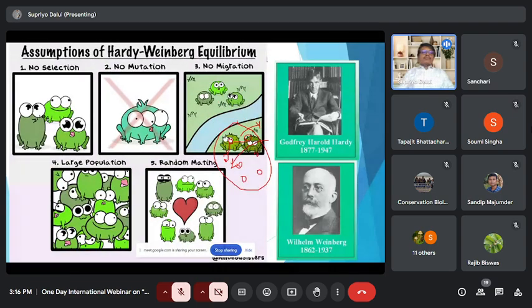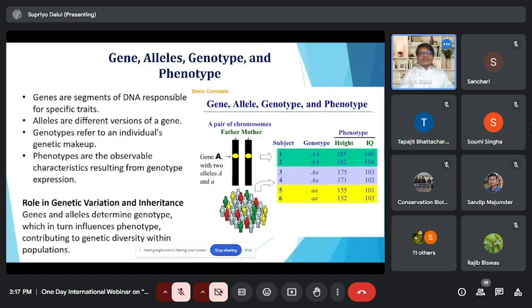So as I have mentioned, these are the top 5 conditions they have mentioned for an idealized population which is maintaining a constant genetic variation: no selection, no mutation, no migration, large population, and random mating. These 5 are important points.